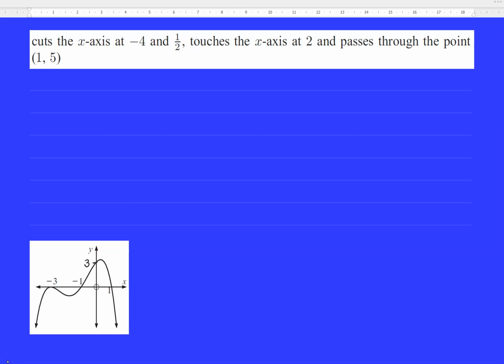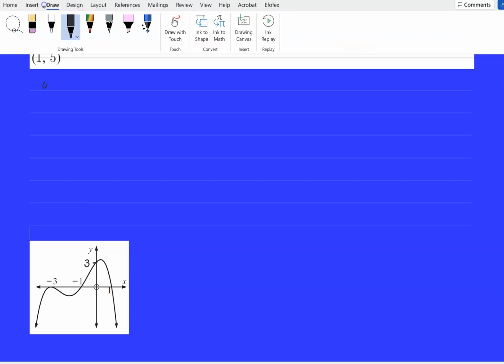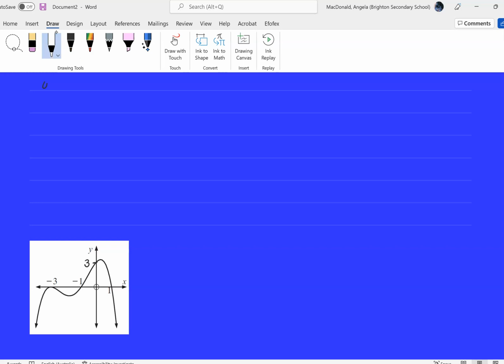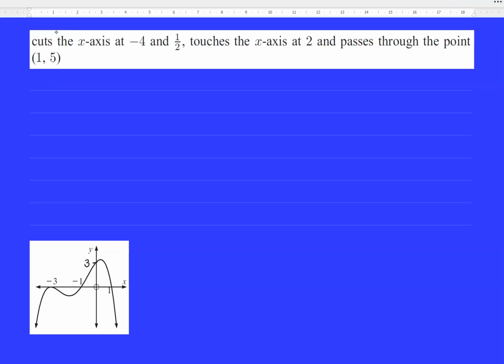Okay, this video is on finding the graphs of a quartic. When it cuts the x-axis at -4, that's going to give me a factor of x plus 4. When it cuts at a half, technically that is x minus a half, but I don't want fractions in there, so I can change that to 2x take 1.